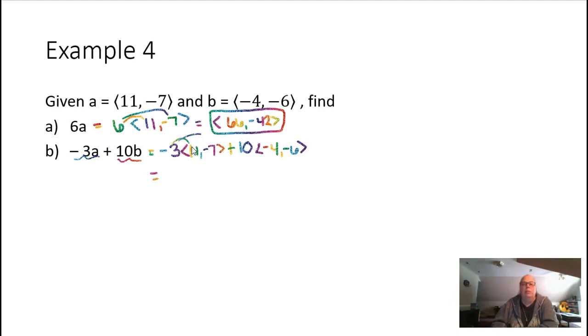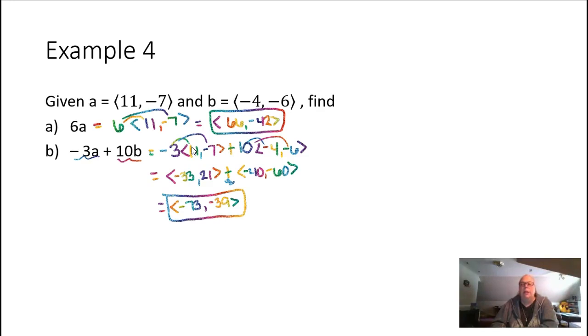Now I'm going to use my distributive property here to get a new vector, -33, +21. And then I'm going to use my distributive property here to get a new vector, -40, -60. And then I'm supposed to be adding these two vectors together. So -33 plus -40 is -73. And then 21 plus -60 is going to give me -39. So it looks like that is my -3a plus 10b.